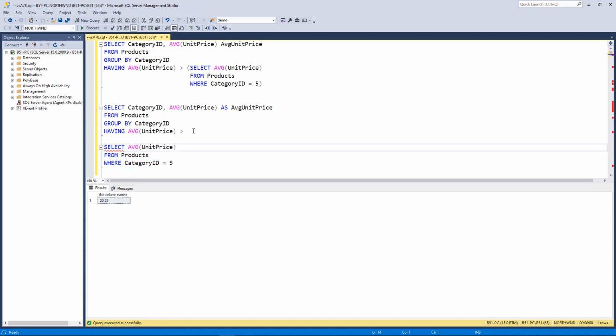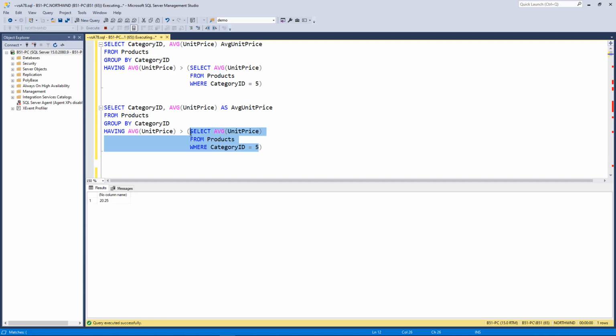So we just need to add parentheses and insert the subquery. Now inside we get the average unit price we want, and in the main query we'll get all categories whose average unit price is higher than this number. It doesn't mean that we get category 5 only, because we didn't filter the main query by category. We just filter it by the average unit price of this category.